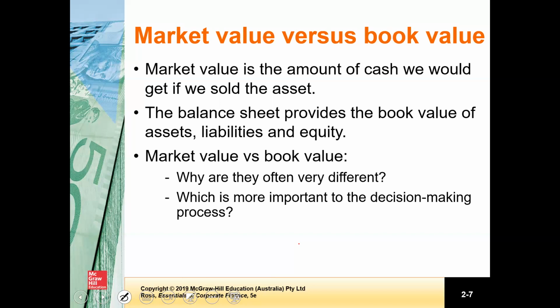So for example, when we say the goal of the financial manager is to increase the value of the firm to its owners, we mean the market value of the firm's shares. So for decision-making purposes, market value is more important. And the market value and book value are different because book values are the historical cost of the assets, while market value is the current value of the assets if we sell them in the market.